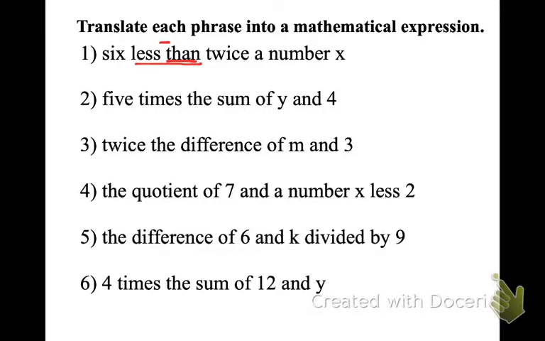So what comes before it? You have to do the twice first. Twice a number x first. 2x. And then since it's less than, it's 2x minus 6. Perfect. Okay. Number 2. 5 times a sum.